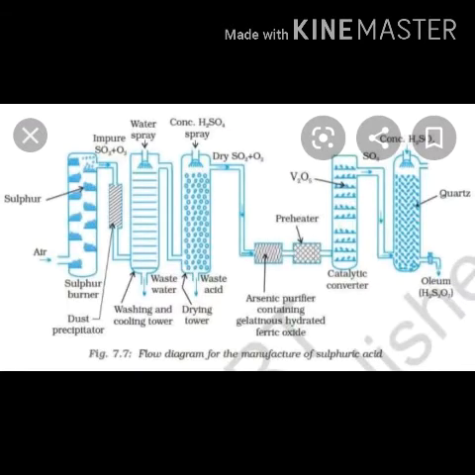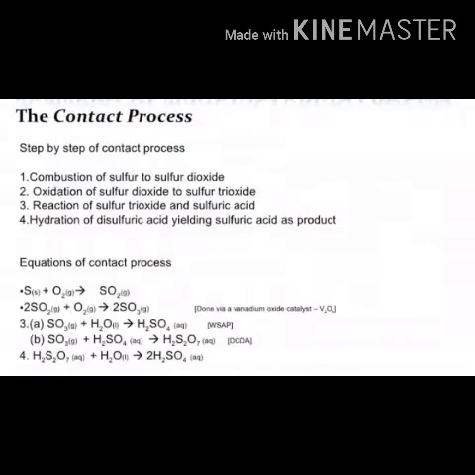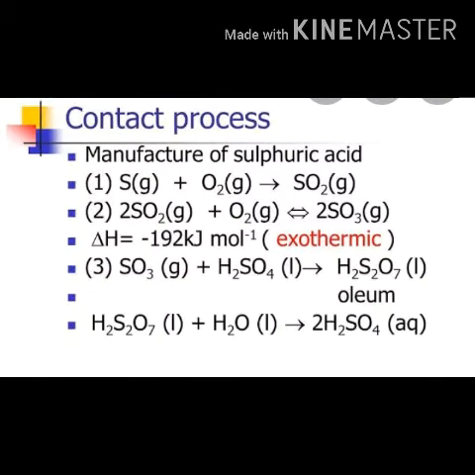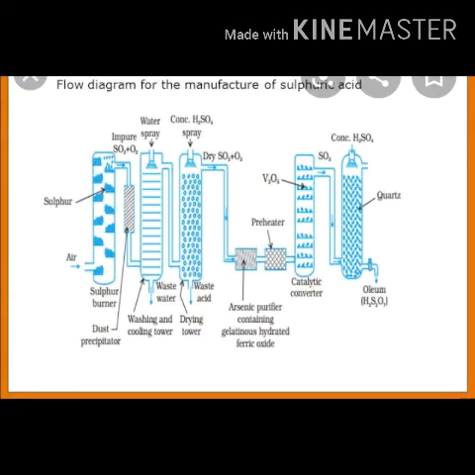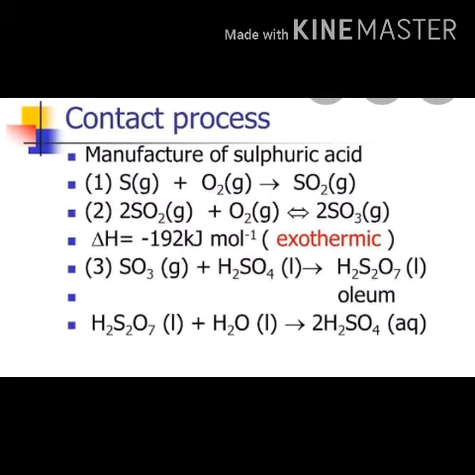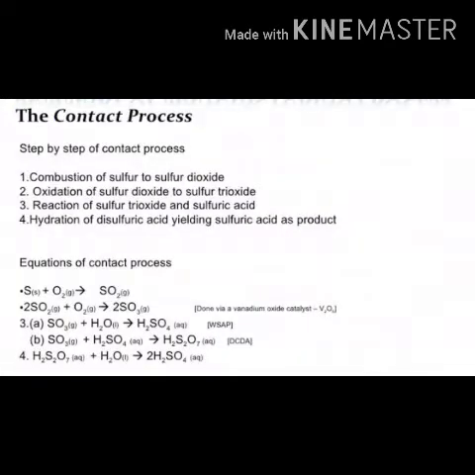Third step is absorption tower and dilution tank. In the absorption tower, SO3 formed in the contact tower is absorbed in 98% sulfuric acid to produce pyrosulfuric acid or oleum, that is H2S2O7. That is SO3 + H2SO4 changes into H2S2O7. At the dilution tank, oleum is diluted using a calculated amount of soft water to produce H2SO4 of desired concentration, that is H2S2O7 + H2O changes into 2H2SO4.